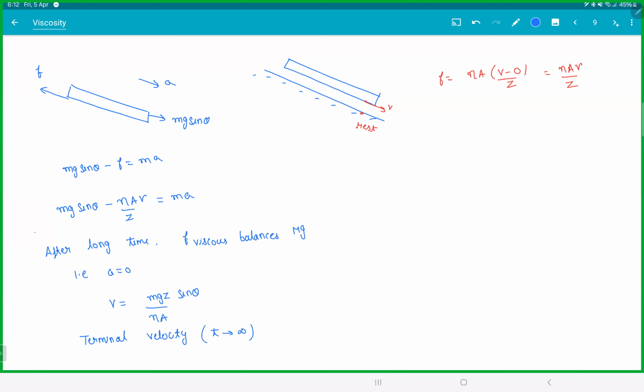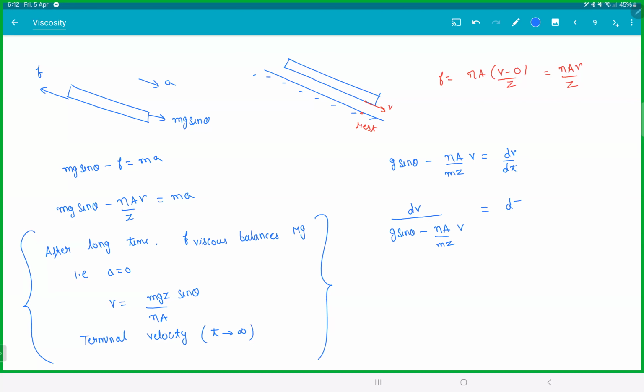Sometimes this itself is a question. What is the terminal velocity? But I didn't ask you that. I asked you velocity as function of time t. So then let's integrate this. So this is mg sine theta. Bring that m this side. So you end up with g sine theta minus eta A by mz v, and that's dv by dt. So we have dv by g sine theta minus eta A by mz into v is equal to dt.